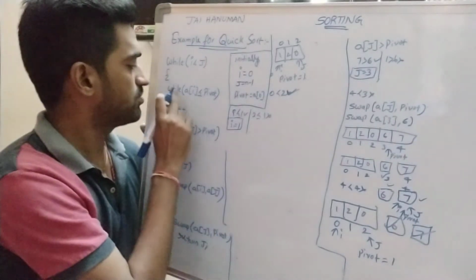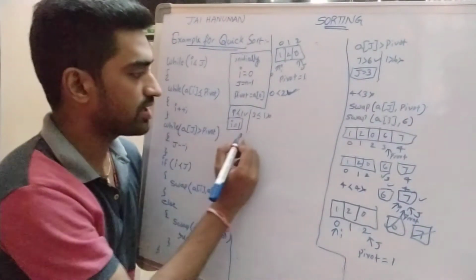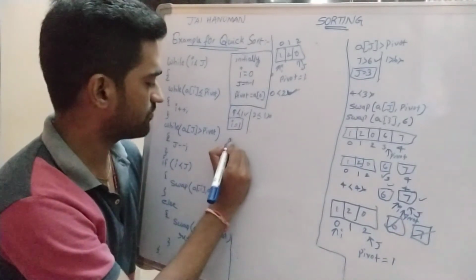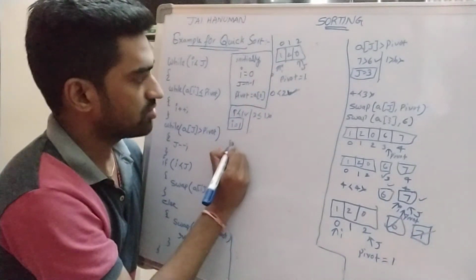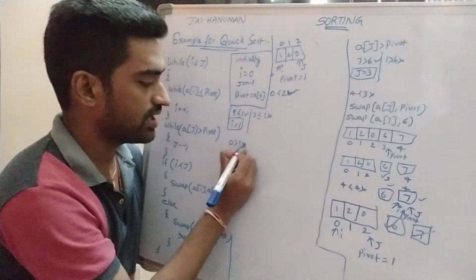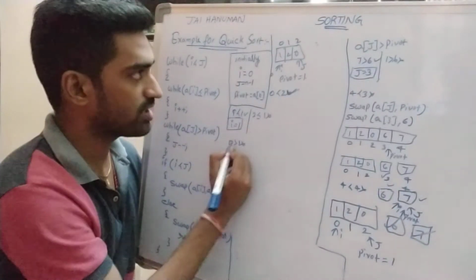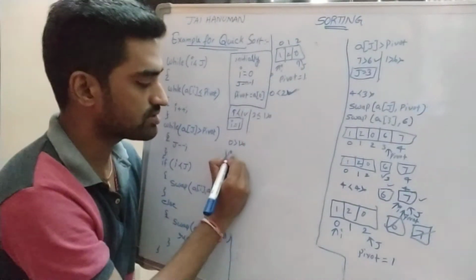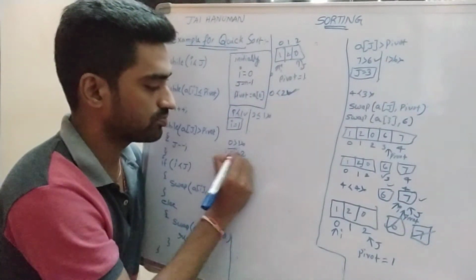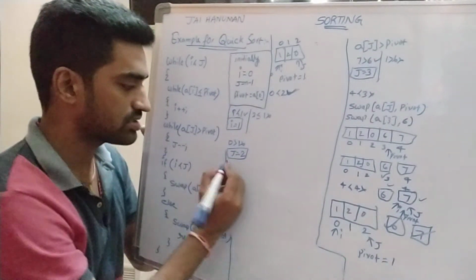So after completion of this condition, we are checking this one: a of j greater than pivot. A of j means 0 greater than 1. 0 greater than 1 is a failure. So that's why we need not decrement the j value. The j value is set to be 2. Once this condition becomes a failure, again we are checking one more condition. What is the condition?